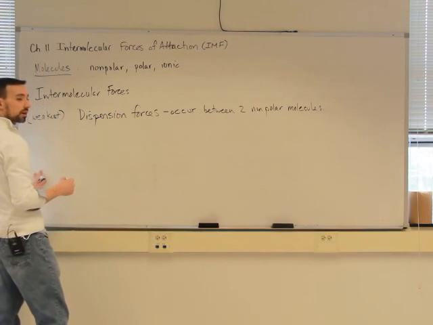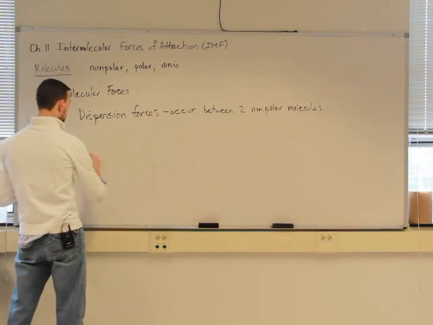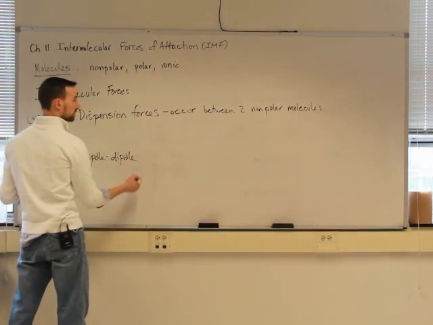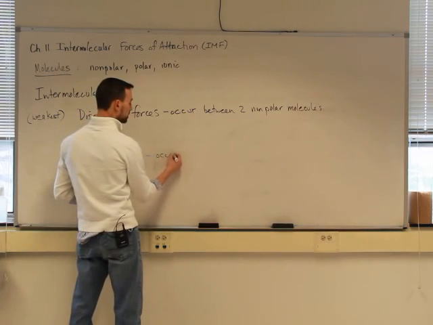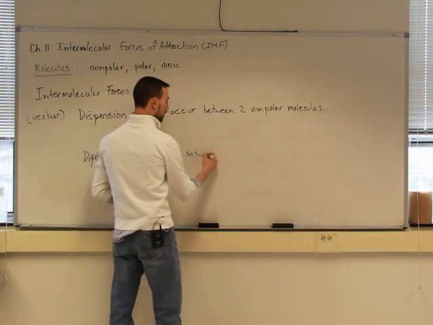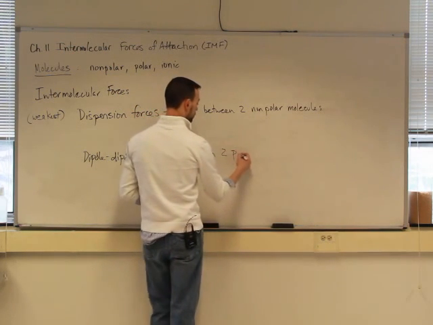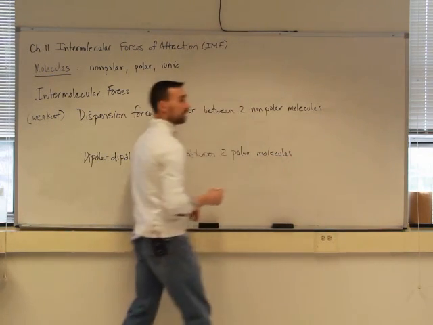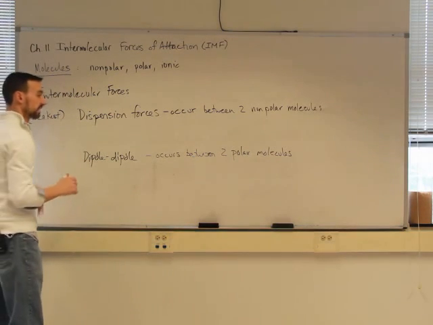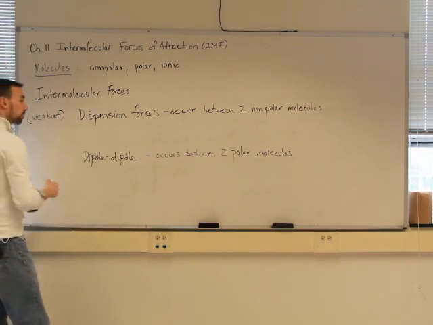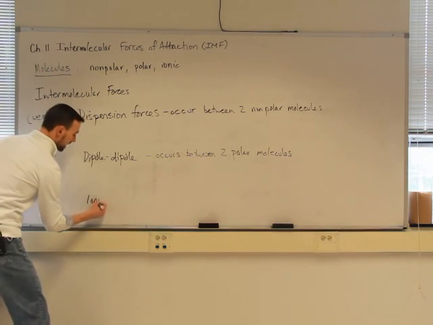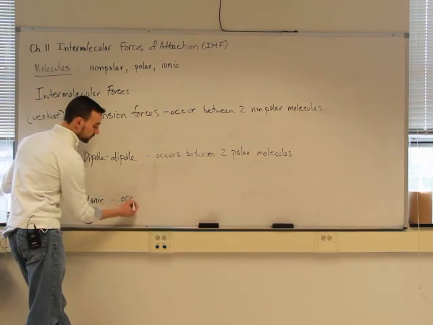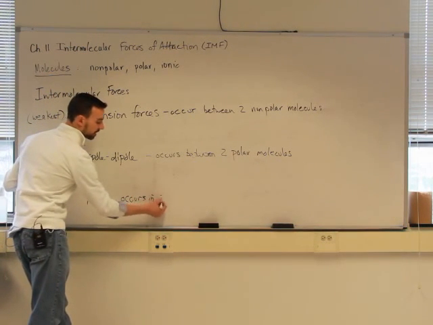A slightly stronger form of intermolecular force would be what's called a dipole-dipole force. Okay, the dipole-dipole force occurs between two polar molecules. Notice I've left a little room here. I'm going to fill in a few more things, some examples. And then if the polarity becomes extreme, then we have not only the ionic bond, but the ionic intermolecular force. So this is what occurs in ionic compounds.